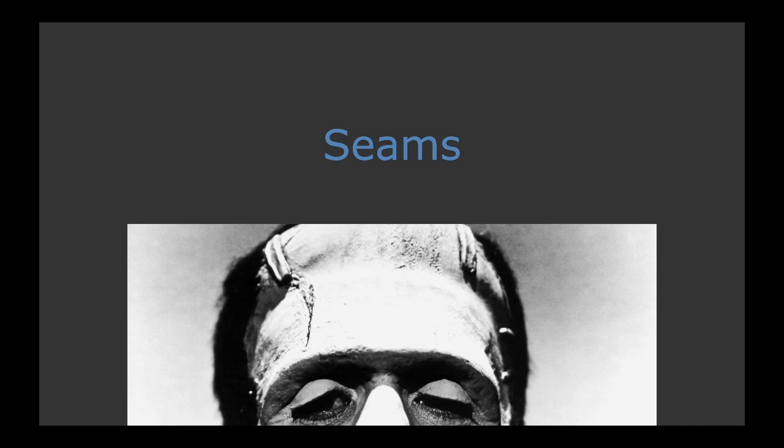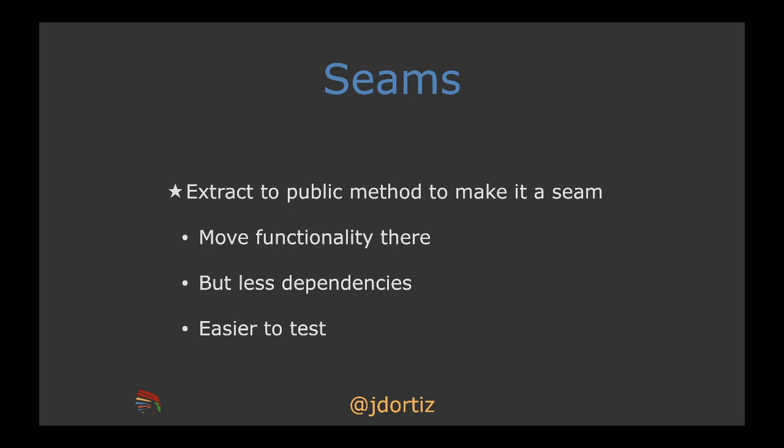So let's start with the seams, and what we are going to do here is make the code work exactly the same, but have a point in the code where we can change the behavior so we can test that part. This is the definition of a seam. How are we going to do that?